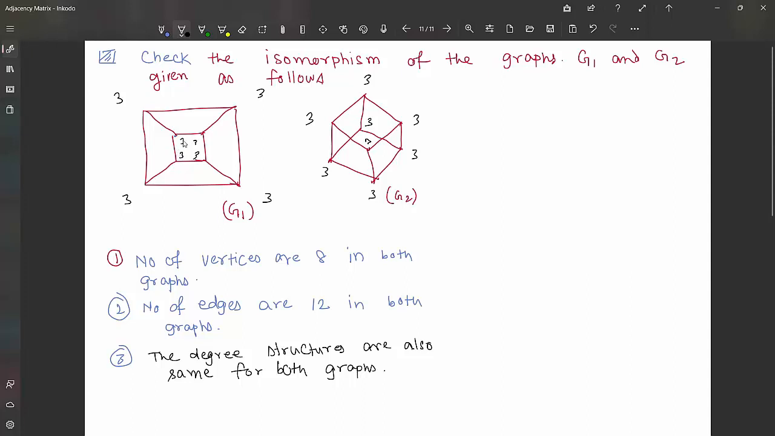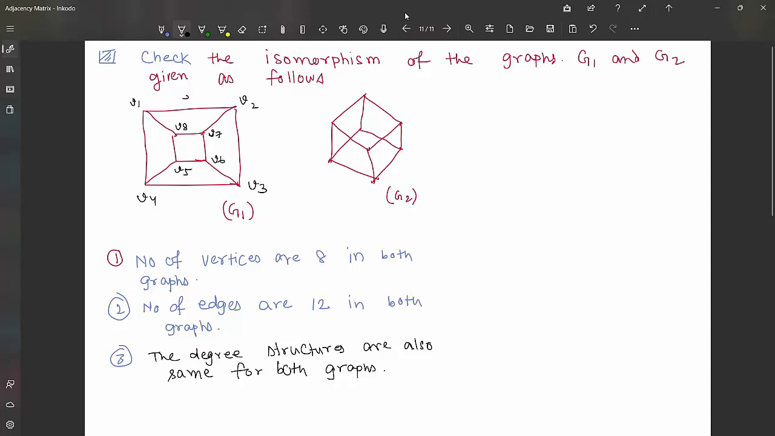Now we define the phi in this way. So first we have to arbitrarily define the vertices of this graph G1. So just take this as V1, this as V2, this as V3, this as V4, and take it as V5, it is V6, it is V7, it is V8.